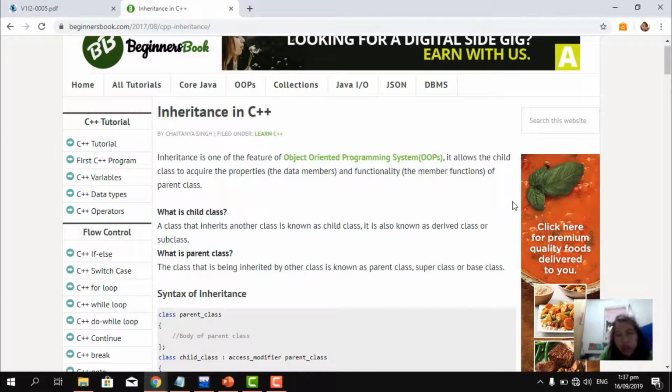Hello guys, so today our lesson is about inheritance in C++. Inheritance is one of the features of Object-Oriented Programming System, OOPs. It allows the child class to acquire the properties and functionality of the parent class. What is a child class? A class that inherits another class is known as a child class. It is also known as a derived class or subclass.